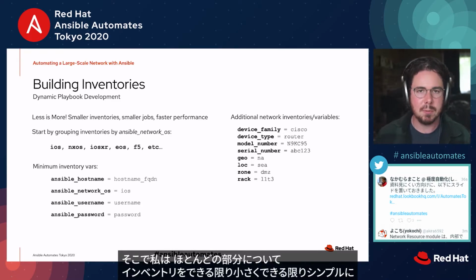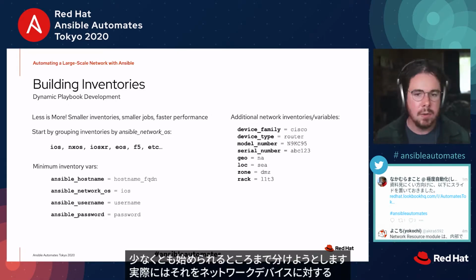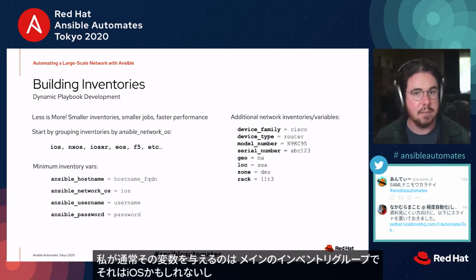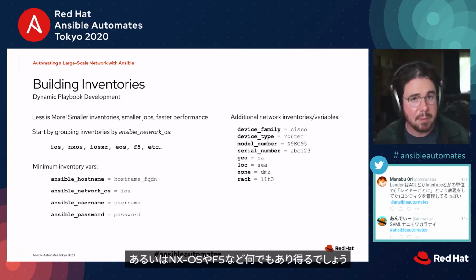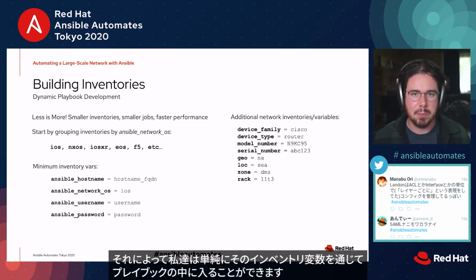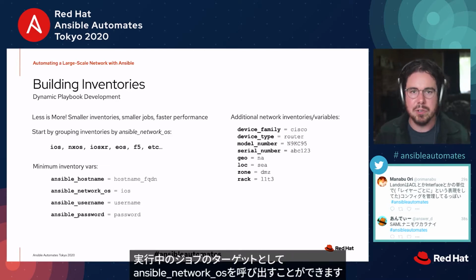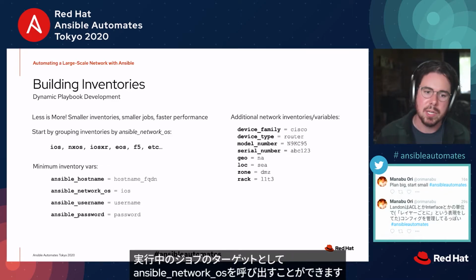So for the most part, I try to break down my inventories as small as I can and as simple as I can, at least to start. And I usually do that by supplying the Ansible network OS variable that's needed to run any of our automation against network devices. I usually supply that as my main inventory group. So that may be iOS or NXOS, F5, whatever that may be. And that will also allow us to just simply pass through that inventory variable into our playbooks. So if you know that you're running your iOS inventory, you can just call out your Ansible network OS as your target for your inventory and for the jobs that are running against that inventory.